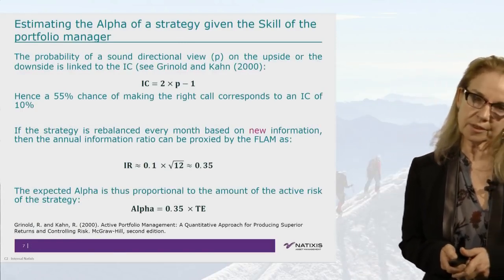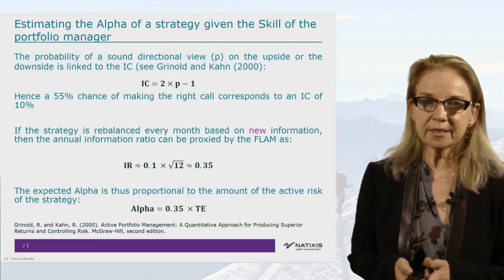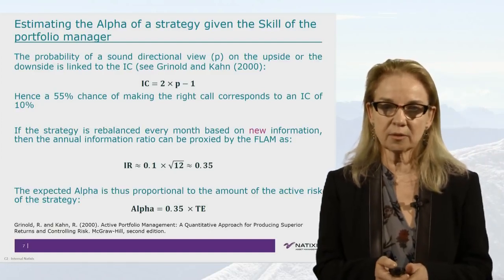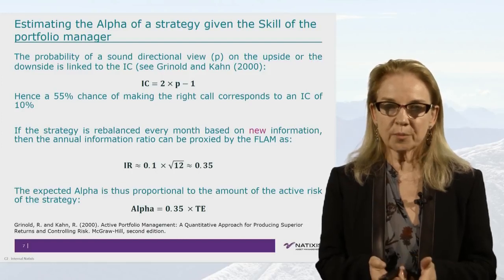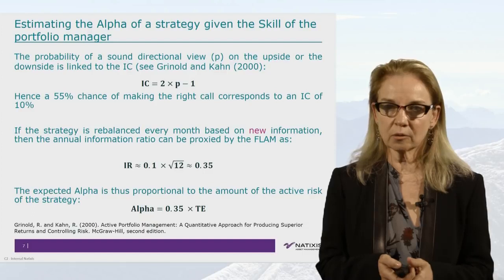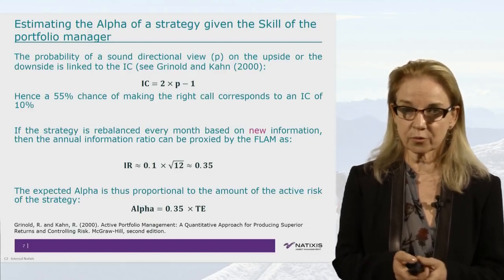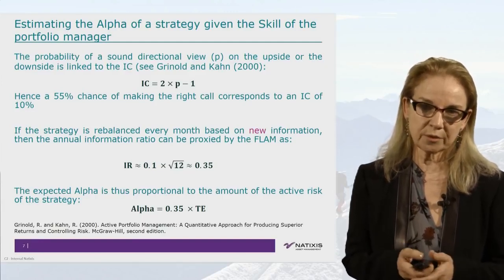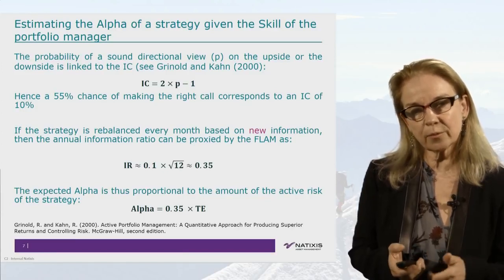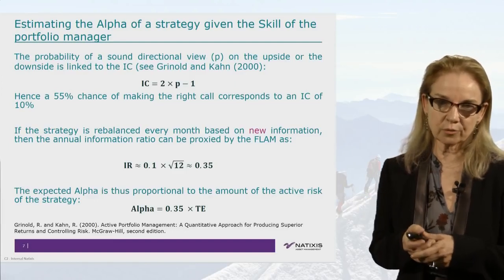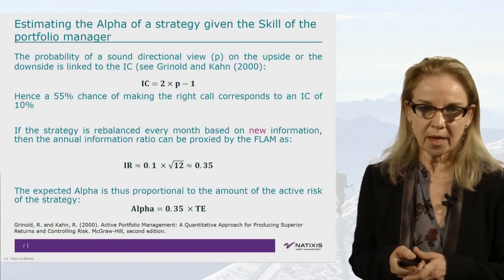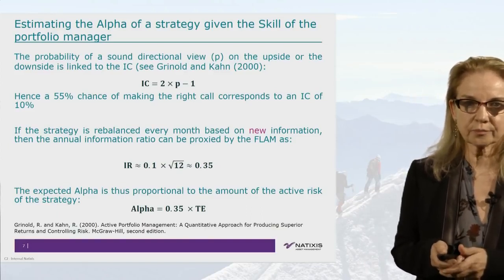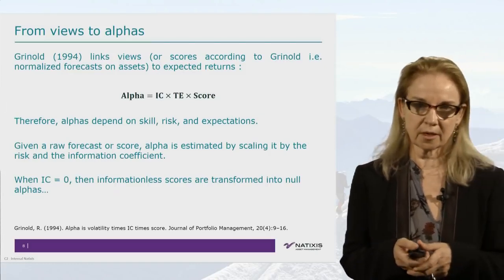You also have a link which is very interesting between the IC and the probability of being right for a portfolio manager. So you can see this equality: the IC is equal to 2 times the probability minus 1, which means that if you have a 55% chance of making the right call, it corresponds to an IC of 10%. So an IC of 10% is already very good on the market. If the strategy is rebalanced every month based on new information, as we saw before, the fundamental law of active management will say that the information ratio will be this 10% times the square root of 12, so it's 0.35. And the expected alpha is thus proportional to the amount of active risk of the strategy times this information ratio. So you have a very simple way of expressing all this.